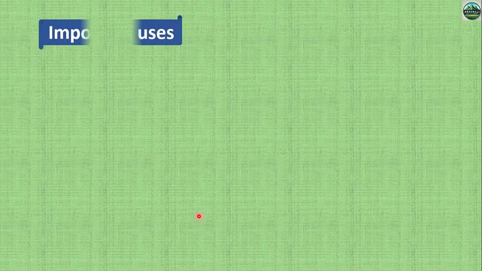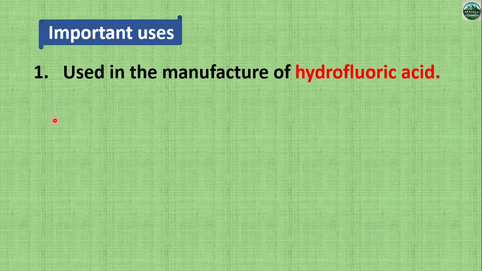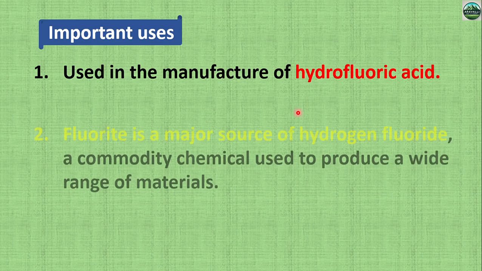Metamorphic zone: fluorite is present in skarn and the contact metamorphic zone where fluorine-rich fluids are active. Okay. So the important usage of fluorite is in the manufacturing of hydrofluoric acid. Remember this point, okay? Fluorite is used for making hydrofluoric acid.